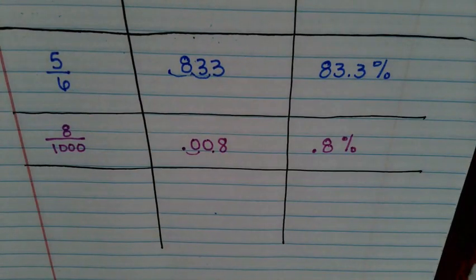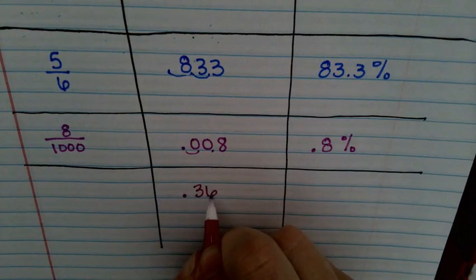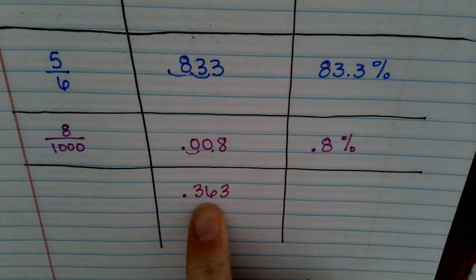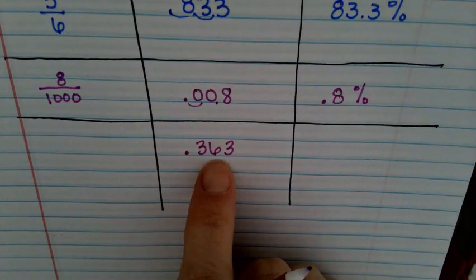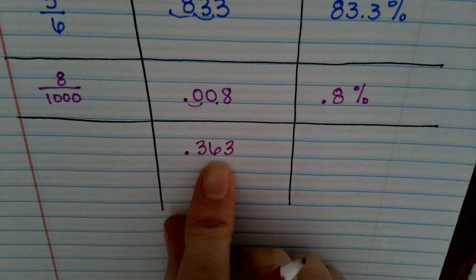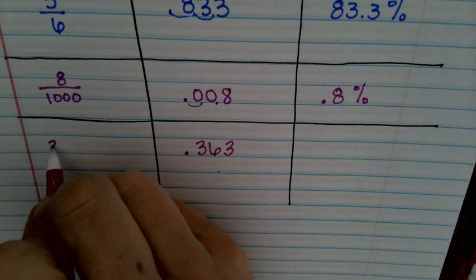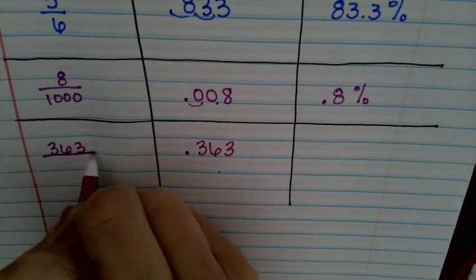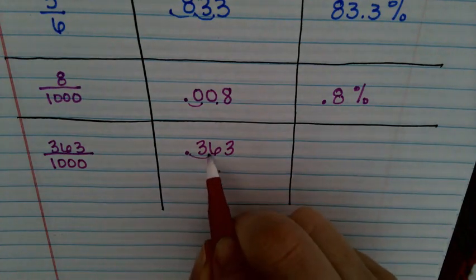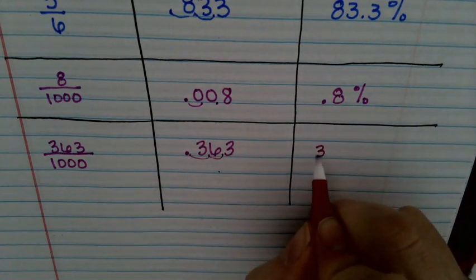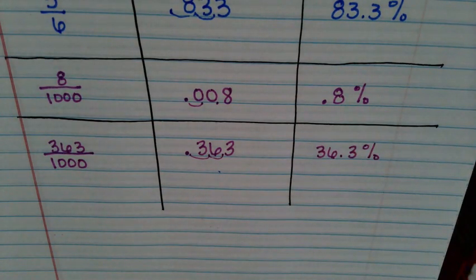What if I had 363 thousandths? It's a fraction. It's a decimal. Listen to what I'm saying. 363 thousandths. Move your decimal 2 places to the right, and you get 36 3/10%.